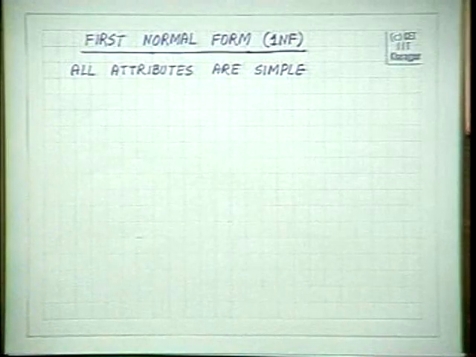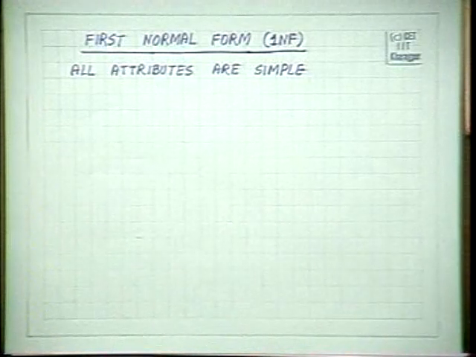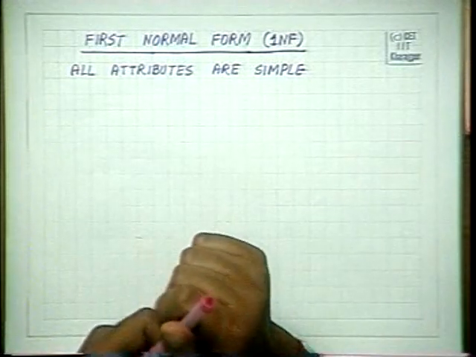The first normal form. It says, in the first normal form, all attributes are simple. In fact, till now we have studied only simple attributes. Complex attributes are like the concept of a structure within a structure. For example, I could define a non-simple or a complex attribute like this.